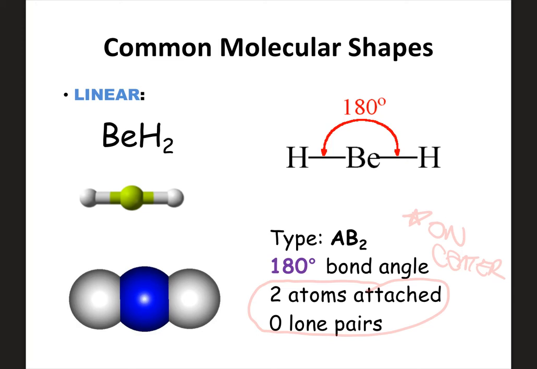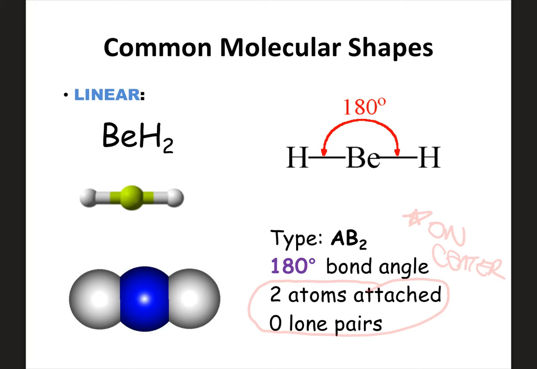People always think, oh, do I have to draw the shape? No, you don't have to draw the shape. You draw the dot structure, which you should already know how to do. And then you analyze the dot structure and count how many attached, how many lone pairs on the center. That tells you the name of the shape, and you just have to name the shape, okay?